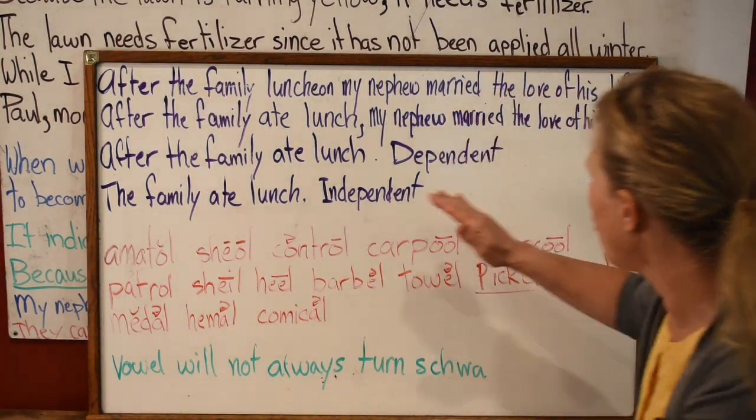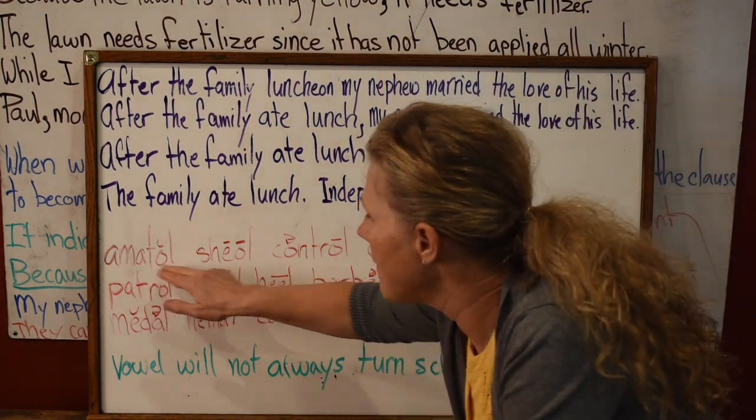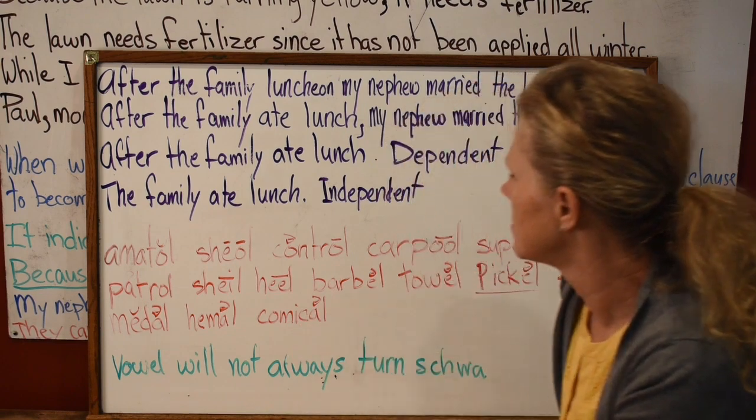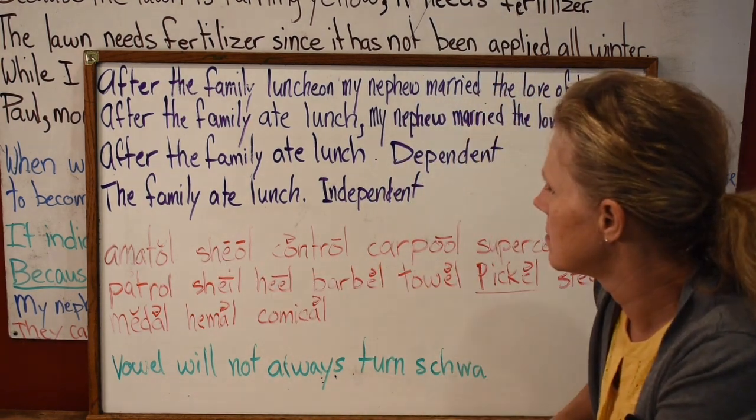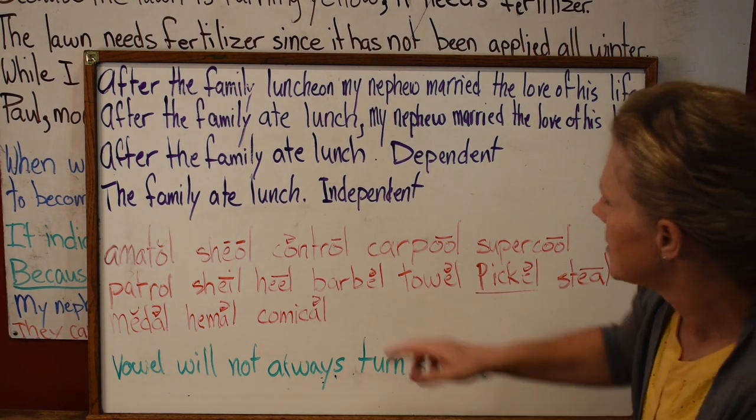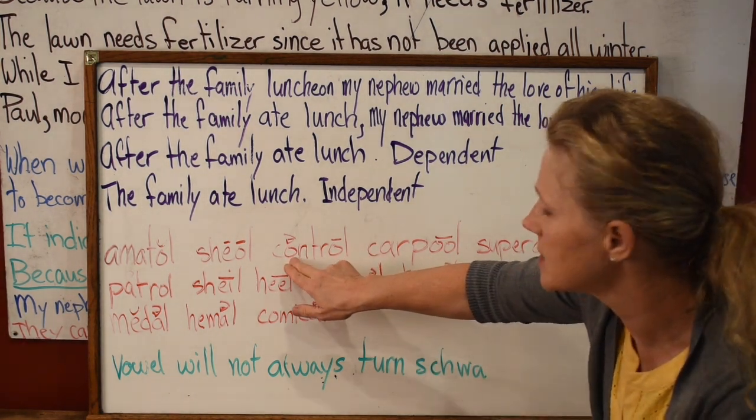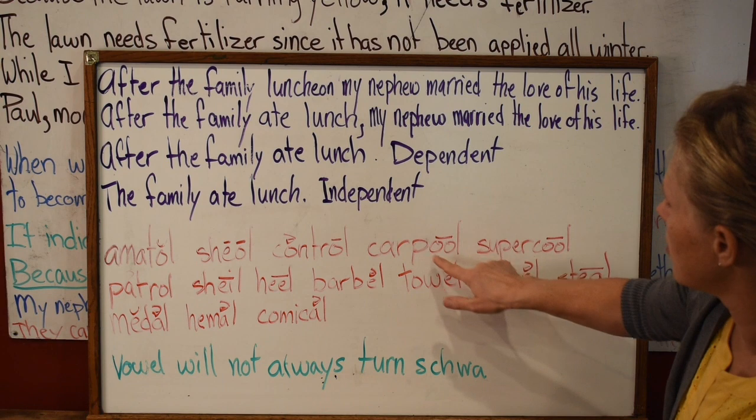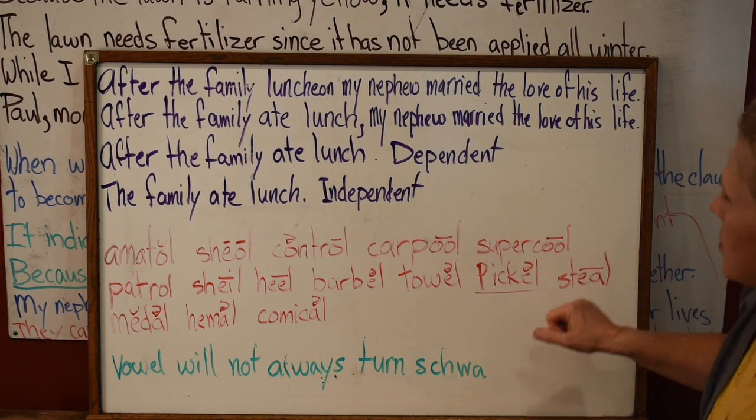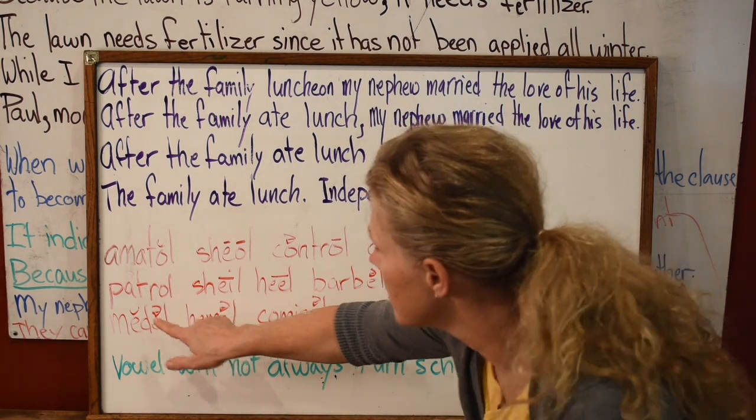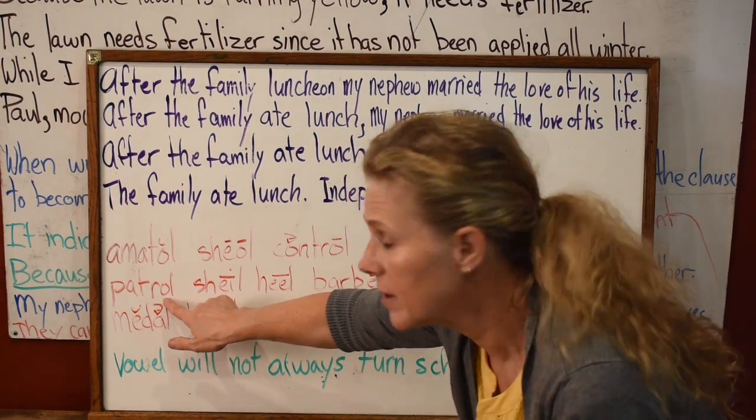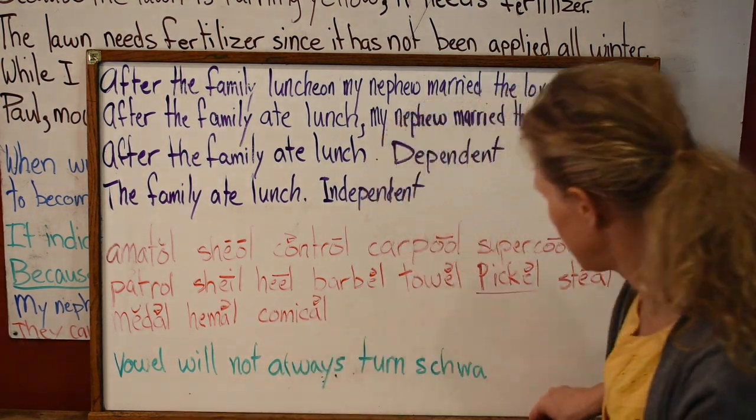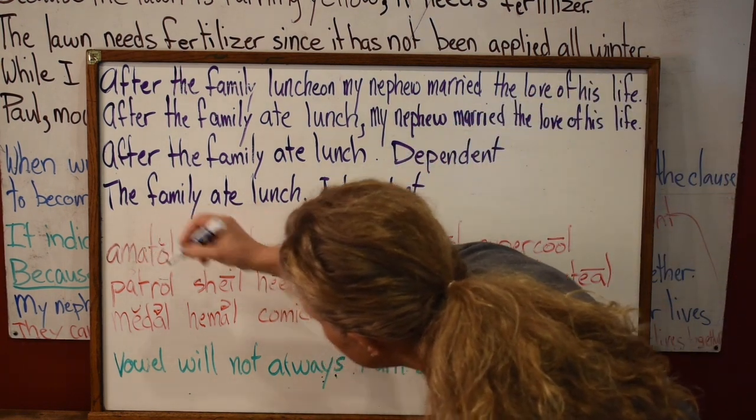All right, so we're going to go over some words here. We have amatol. Listen to this. Amatol. Shield. Control. See what happens here? This says O and this says con. Carpool. Super cool. Patrol. This turns to schwa. This right here says O. It's long. This is the accented syllable.